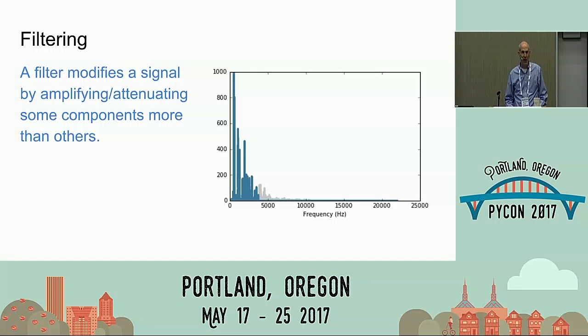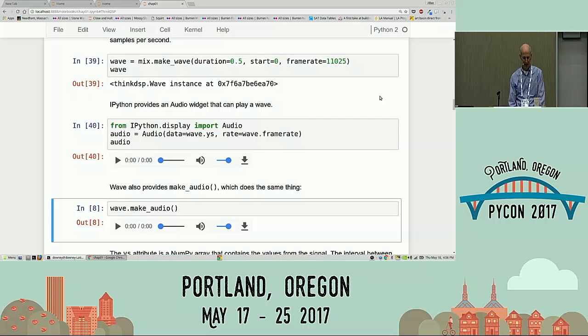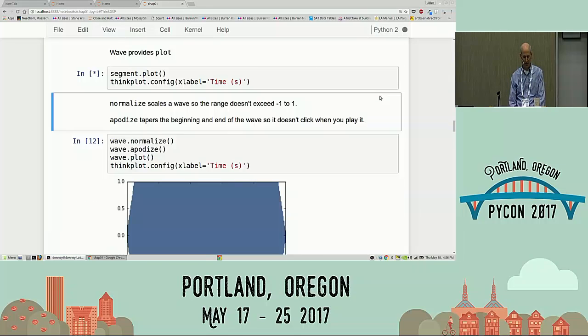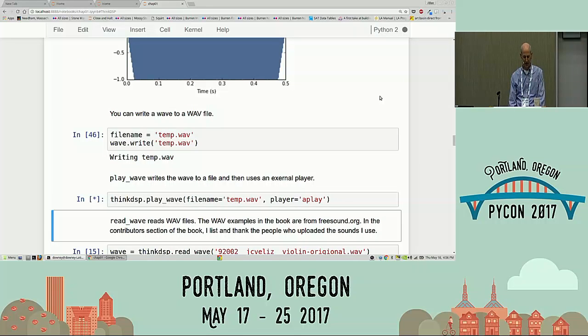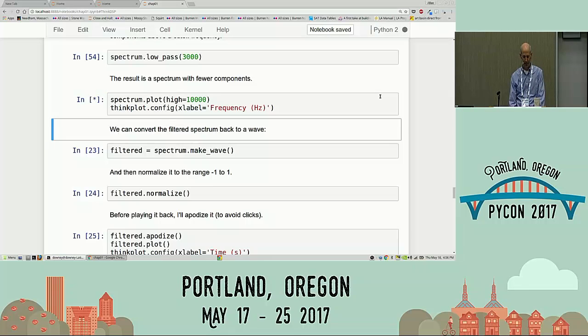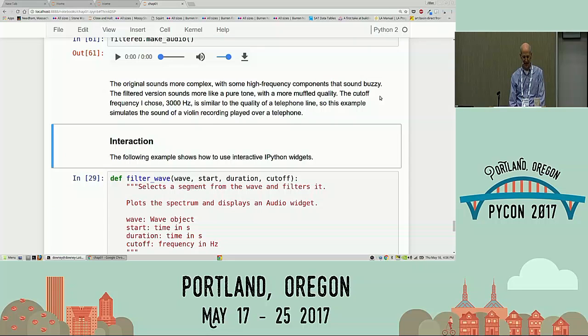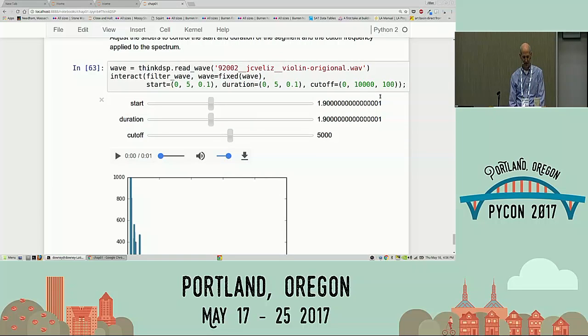I'll give you a minute if you want to get back into the notebook. You can run through the filtering part of the notebook, and then when you get to the last section, you should have an interact widget that lets you play with the filter. Give me just a second to get there. All right.